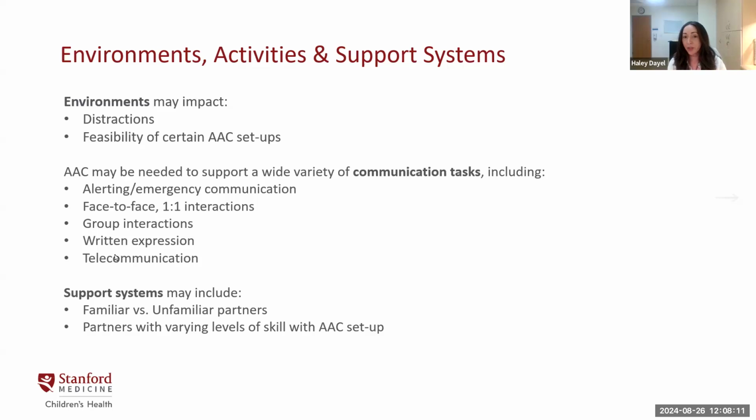And support systems can vary. So somebody who's more familiar with a partner might have more ability to make inferences based on their unaided forms of communication versus an unfamiliar partner. Partners can also have varying levels of skill in terms of setting up the AAC system. So in some situations, we might not achieve the same optimal positioning that we would if we had a highly skilled partner who's able to set them up.